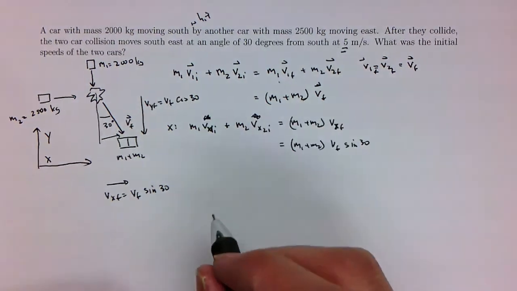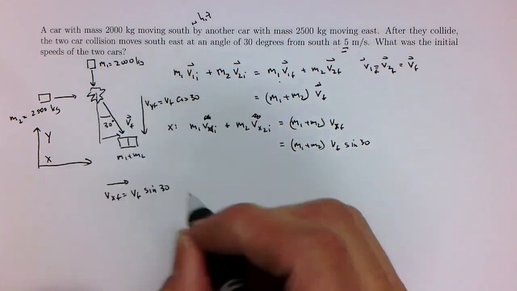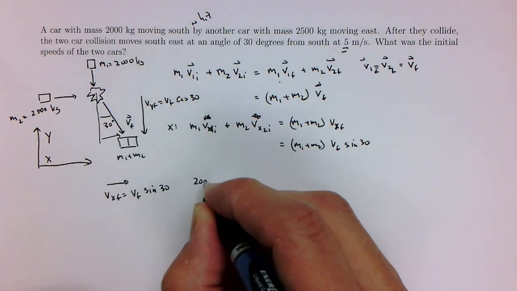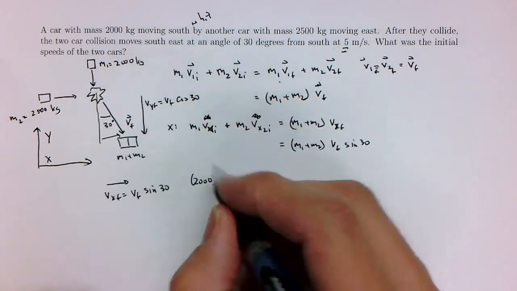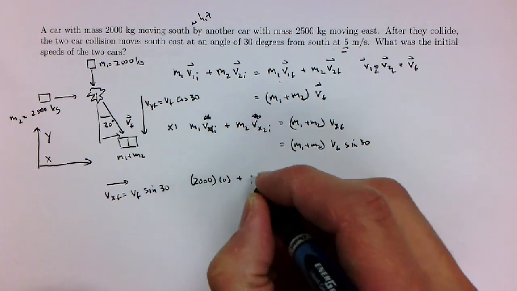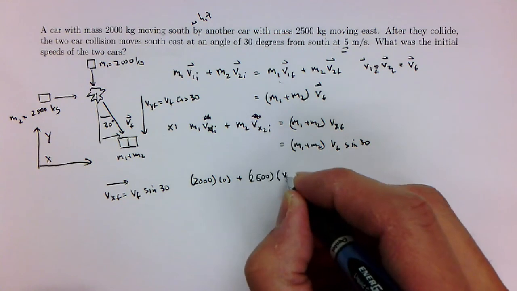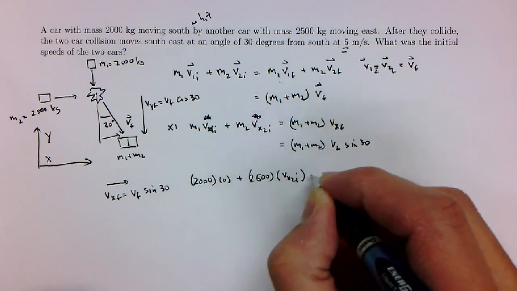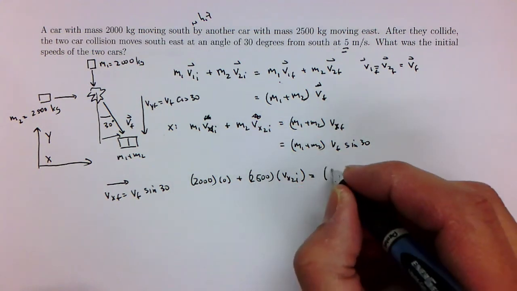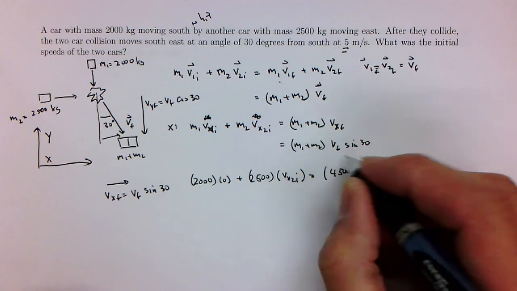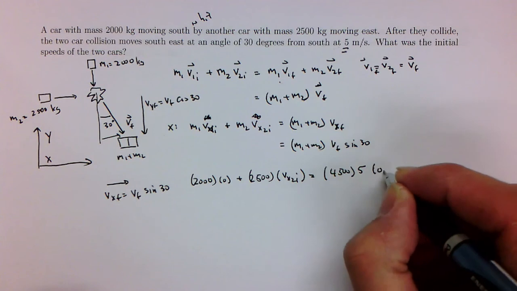So let's just plug everything in. M1 in this case is 2,000 kilograms. Vx1 initial is 0, because M1 is initially moving purely south, plus M2 is 2,500 times Vx2, which is what we're trying to find. That is equal to M1 plus M2, which is 2,000 plus 2,500, is 4,500, times Vf, which is 5 meters per second, and then sine of 30 is 0.5.